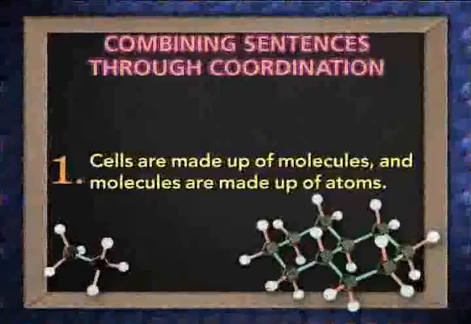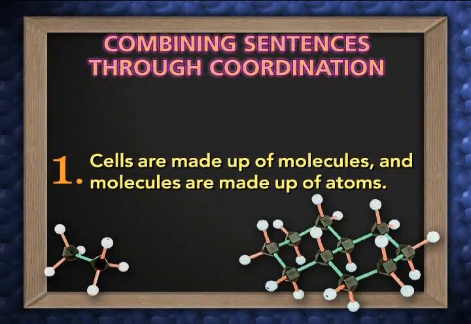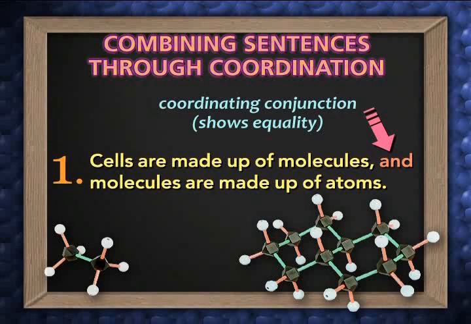Your answers may vary from mine, but go with logic and always make sure that you pick the conjunction that expresses the idea that you want. Number one, cells are made up of molecules, and molecules are made up of atoms. In this case, I used the conjunction "and" to show equal ideas on both sides.